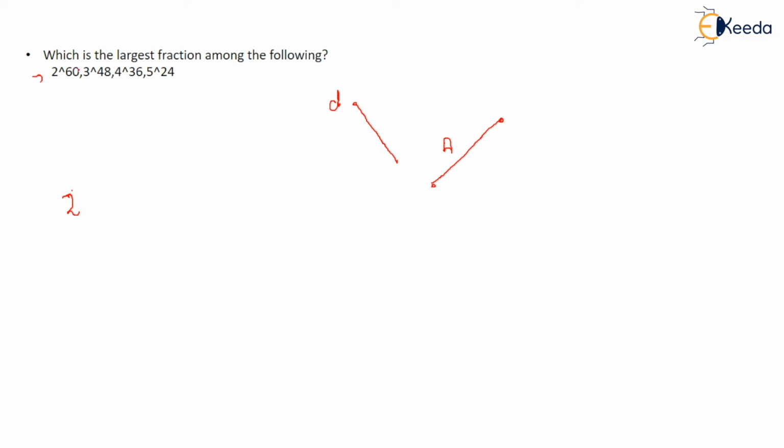So these are all multiples of 6. So I can write this as 2 to the power 6 into 10, right? Similarly, I can write this as 3 to the power 6 into 8, right? Similarly, I can write this as 4 to the power 6 into 6, and 5 to the power 6 into 4. This is how I can distribute their power. The value will remain the same.